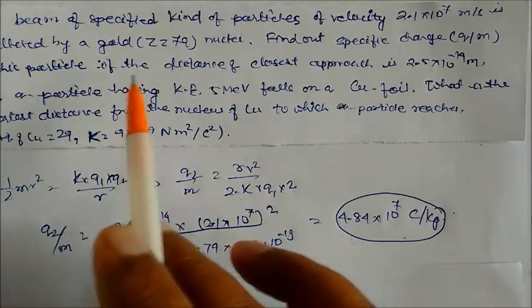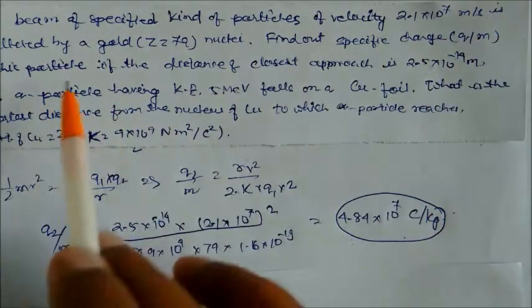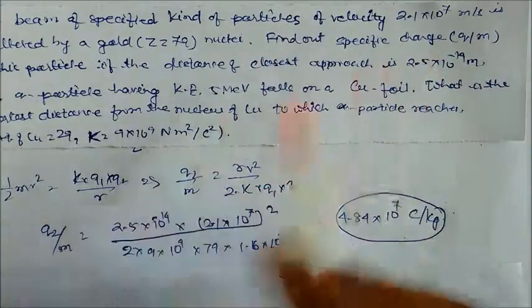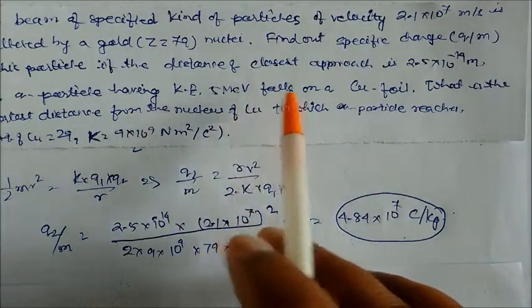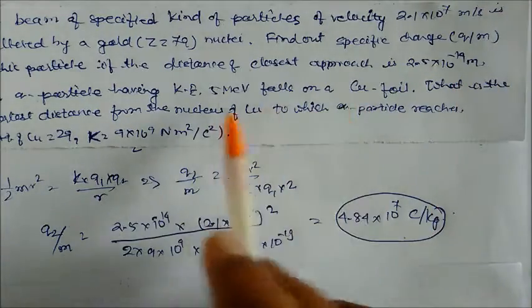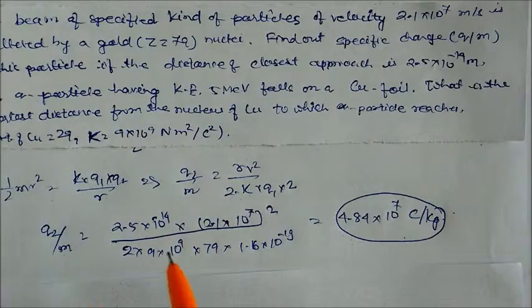A beam of a specified kind of particles of velocity 2.1 into 10 power 7 meter per second is scattered by a gold nucleus, z equal to 79. Find out the specific charge of this particle if the distance of the closest approach is 2.5 into 10 power minus 14 meter. Distance of closest approach means when alpha particles come closest to the nucleus. At that time the kinetic energy equals the potential energy.